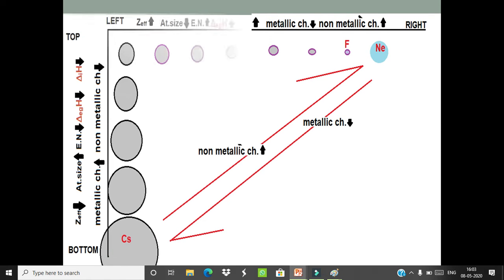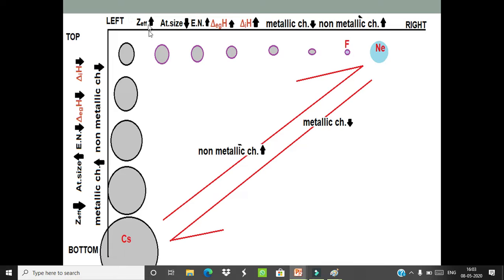Finally, we compile all the periodic trends in a single pictorial. You can see here there are two lines, an x-axis and a y-axis. If you put a periodic table in between the two axes, then one runs from left to right and the other from top to bottom.